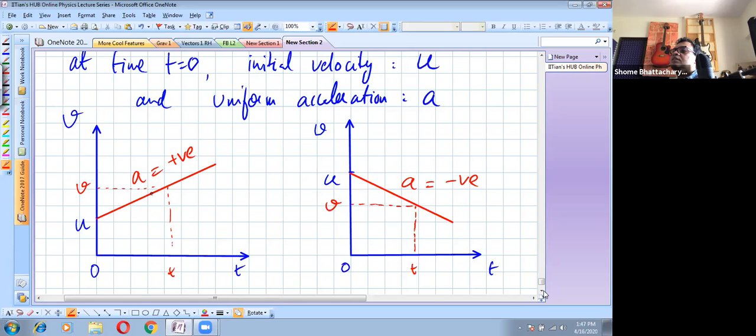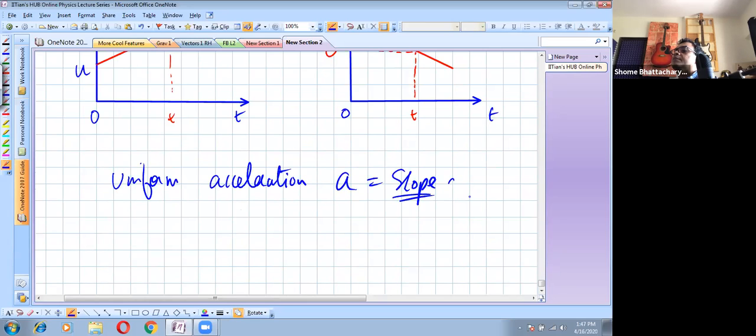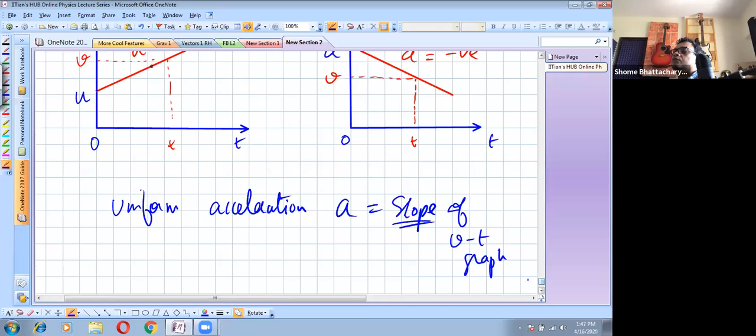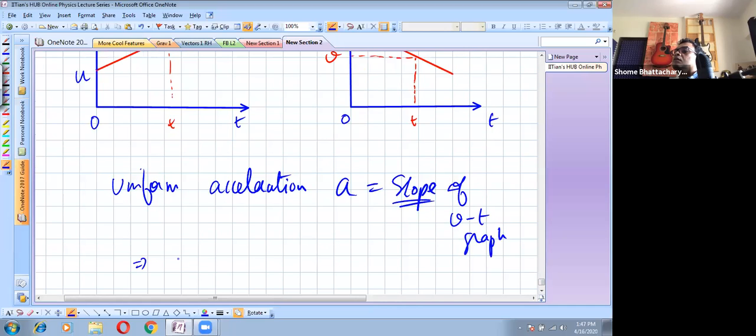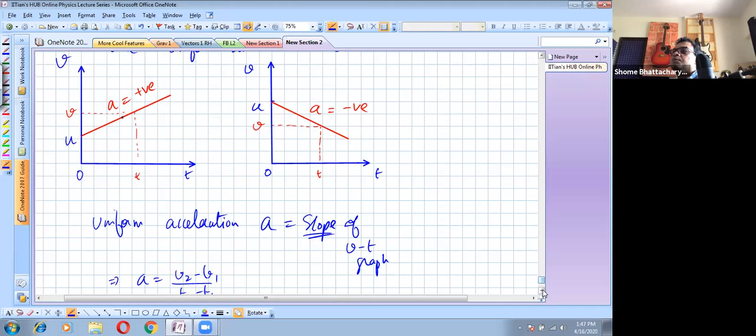So in both the graphs, you can see that we can use the equation of a straight line. From the concept of a straight line, you can see that the uniform acceleration a is nothing but the slope of the velocity time graph. In each case, whether the slope is positive or negative, it's the slope of this graph. So we can write a as v2 minus v1 upon t2 minus t1. It's like for a Y and X graph, we write the slope m as y2 minus y1 upon x2 minus x1. So this concept is what we apply.